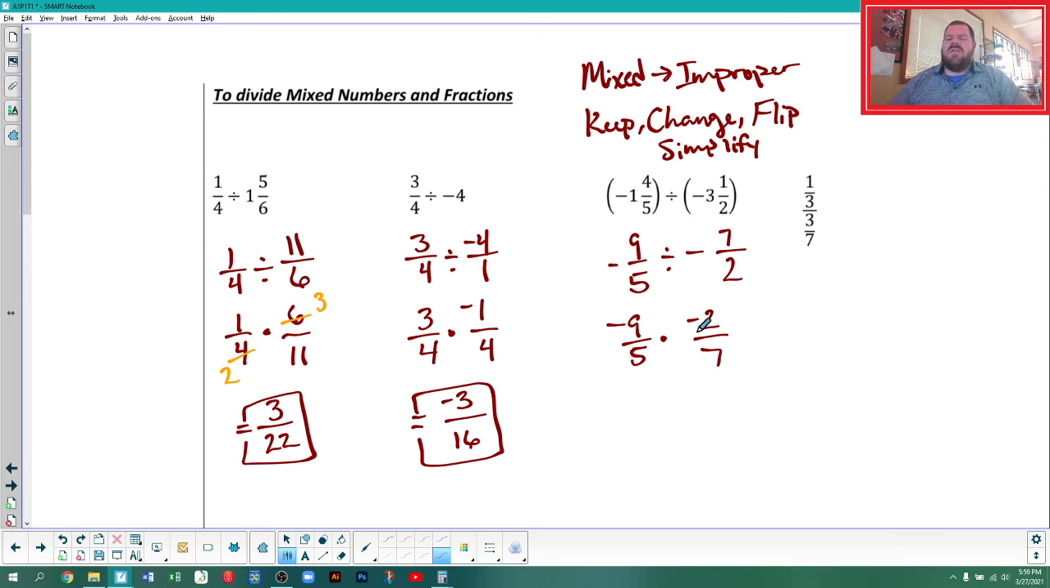And there's no reducing that we get to do. Got a lot of prime numbers there and one composite number, but it's not a multiple of that, so we're good. Multiply straight across. -9 times -2 is positive 18. 5 times 7 is 35. And there we go.